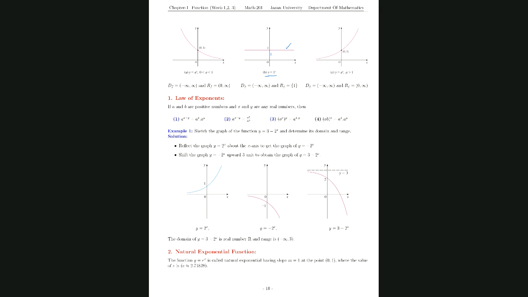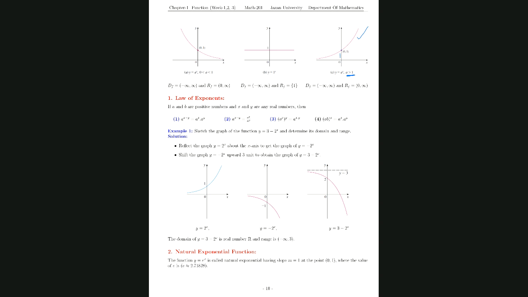Now see case number 3. What is the condition here? a is greater than 1. It means when a is 1.1, 1.2, 1.3, 1.4, whenever a is greater than 1, the graph is always this way. Again it starts by cutting here. This point is 1 all the time.